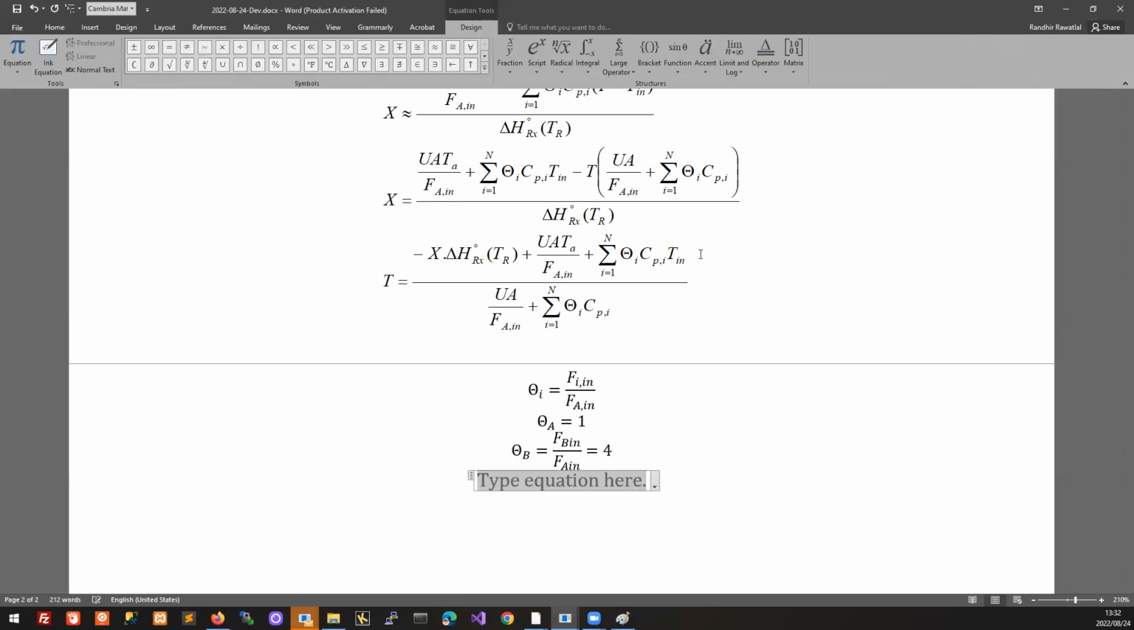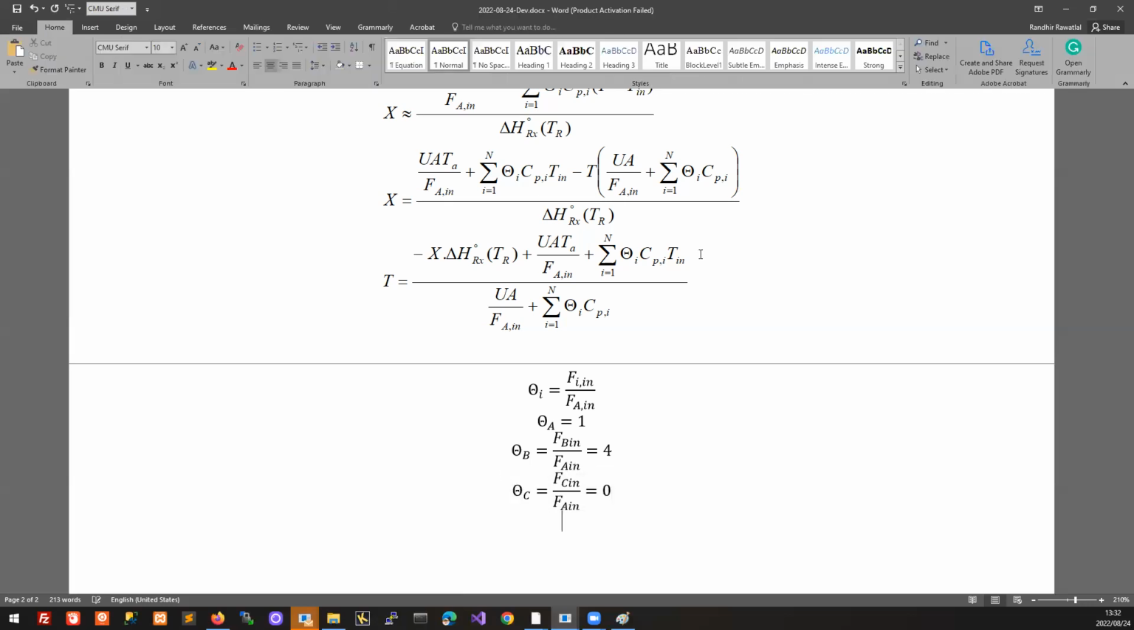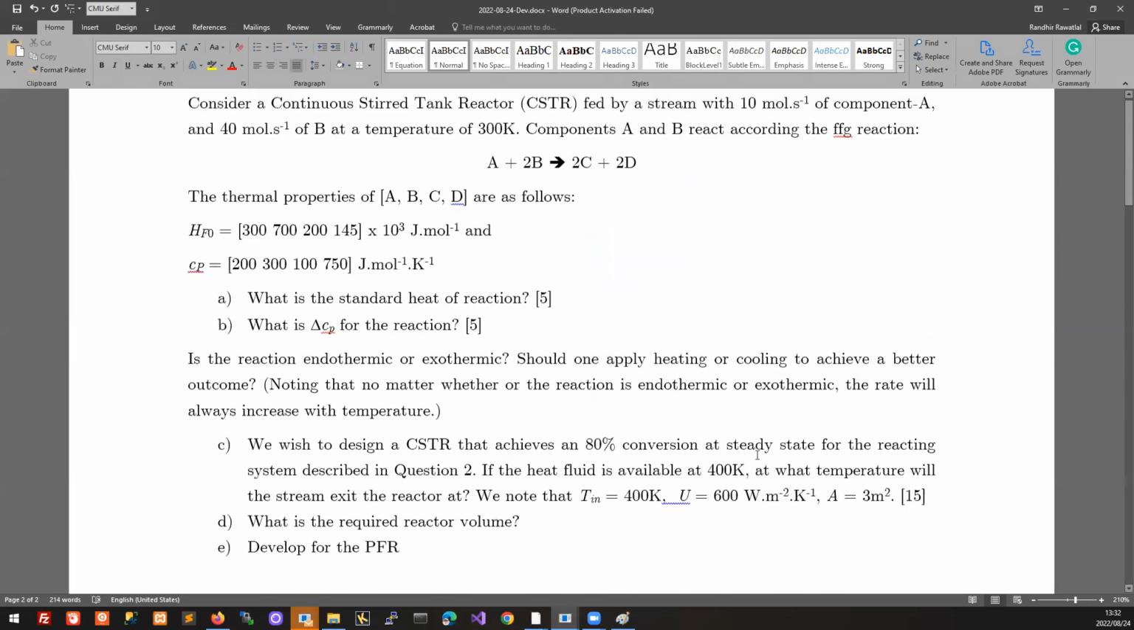We can write theta C equals FC in over FA in. And we've said FC in is 0. So this is a 0. And also theta D is then, for the same reason, also a 0. Right, so all our thetas are defined.